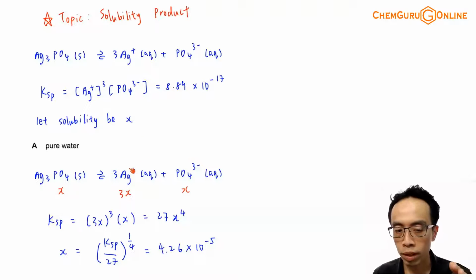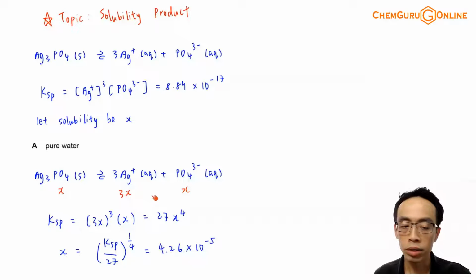So I know that Ag+ concentration will be 3x, and I can sub this into my KSP term. My PO4 3- concentration is x, and I can sub this into my KSP term. So my KSP will be (3x) to the power 3 multiplied by x, which we can rearrange to 27 multiplied by x to the power of 4. Then I can solve for x. x will be (KSP divided by 27) to the power 1 over 4, which is equal to 4.26 times 10 to the power of minus 5. So this is the solubility of silver phosphate in water.